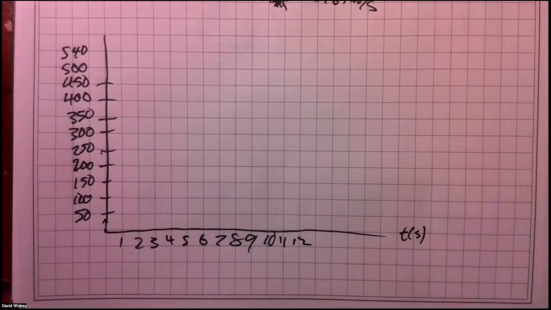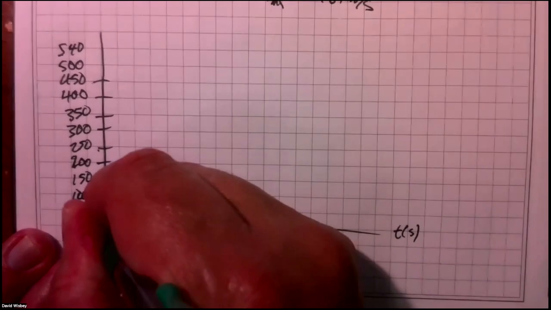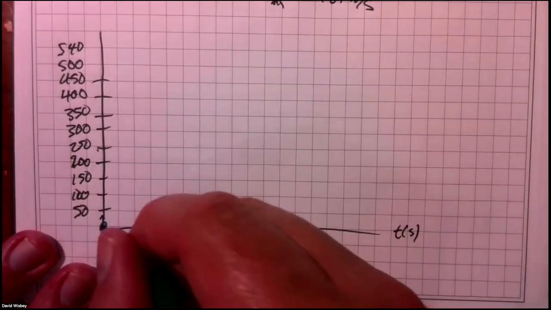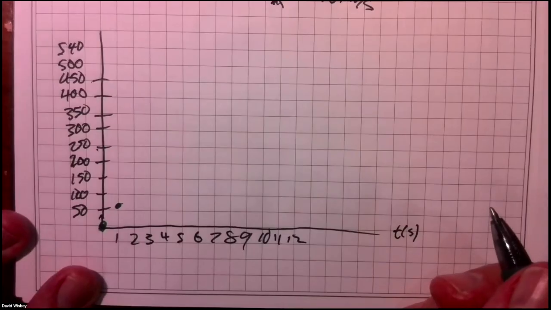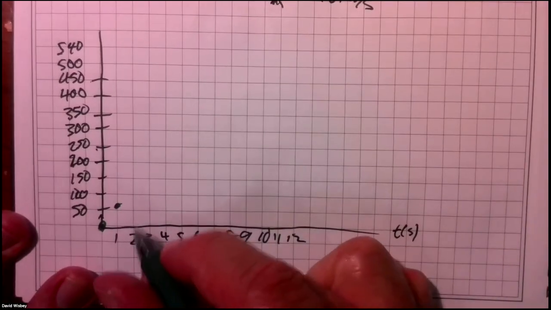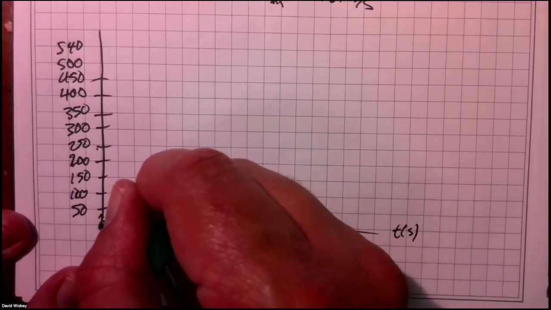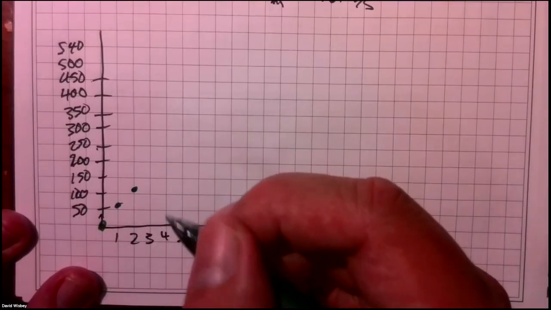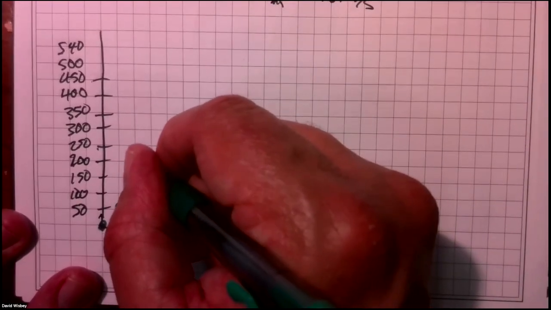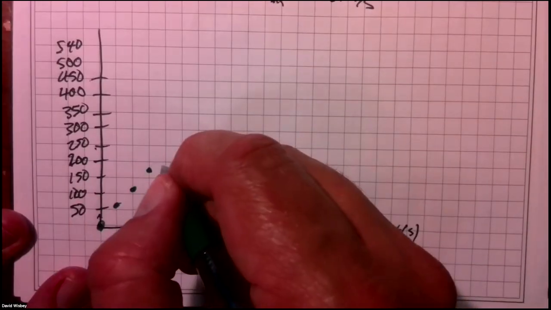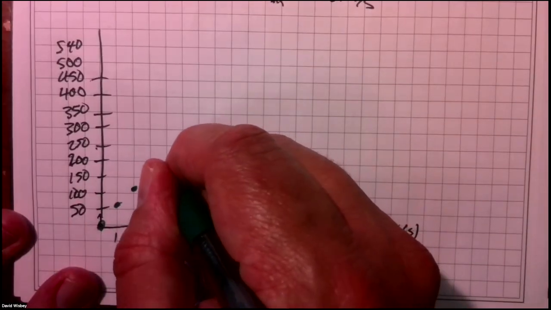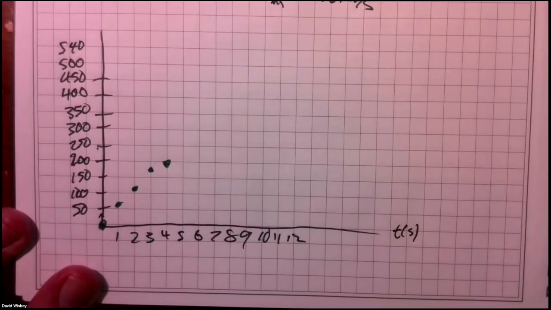My first point is going to be at 0, 0, so that's at the origin. Okay, my second point is going to be at 1, 60, so that's a little bit above there. The next point is going to be at time 2, and then 120. And then my next point is going to be 3 at 180, which is about here. Okay, and then my next point is going to be 4 at 200. Okay, so it kind of looks like we slowed down there.